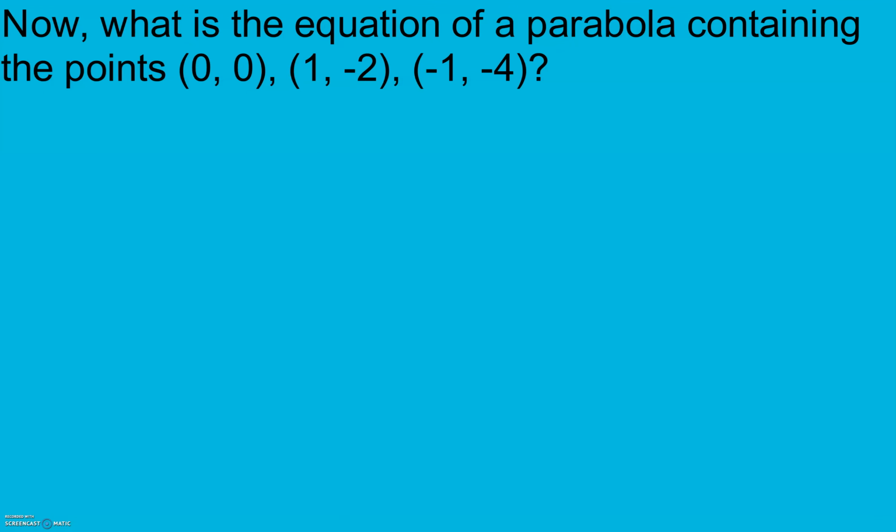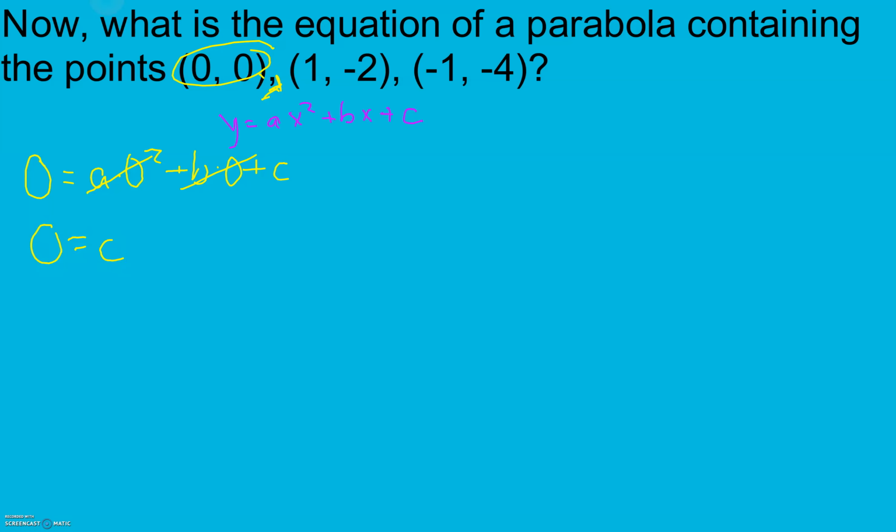We want to know what is the equation of a parabola containing these points. So we're going to start off with our standard form equation. y equals ax squared plus bx plus c. I have 3 points, so I'm going to plug each point into my standard form equation. y equals a, we don't know, but x is 0, plus b, we don't know, x is 0, plus c. I'm going to reduce that and get 0 equals c.